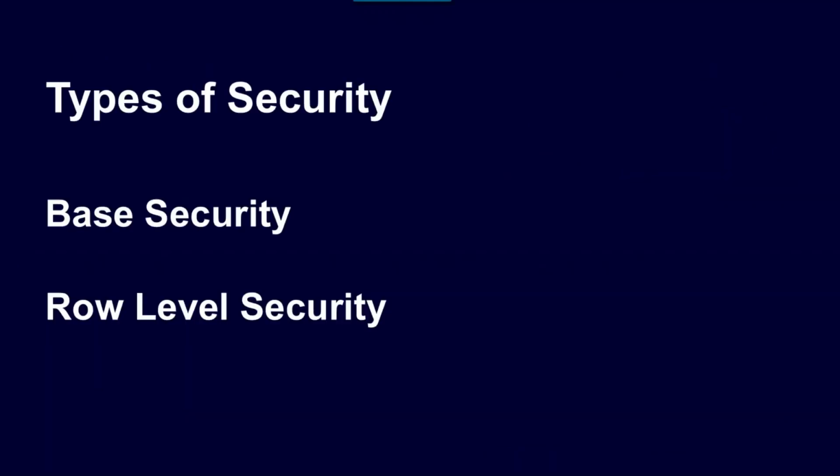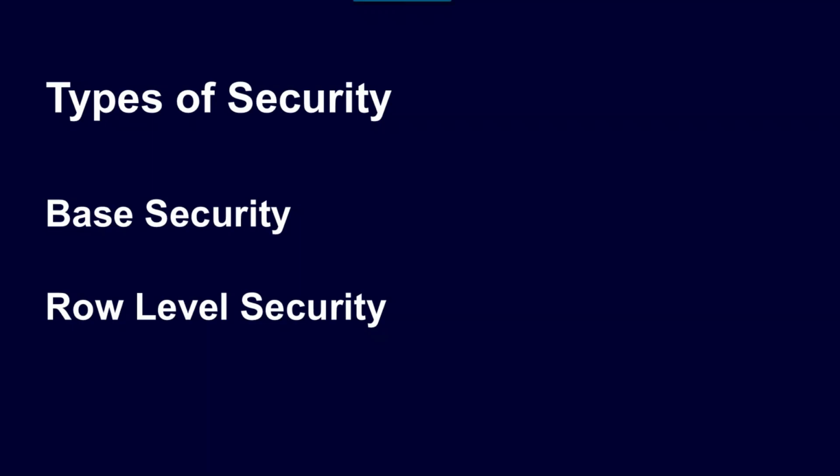Types of security. There are two types of security in Acumatica. There's base security, which essentially is taking users, assigning them to a role, and then assigning what screens in Acumatica roles can get into. And then there's row-level security, a more advanced security. Row-level security allows you to limit what customers a salesperson could see, or what general ledger accounts a user could see, or what vendors a user could see.